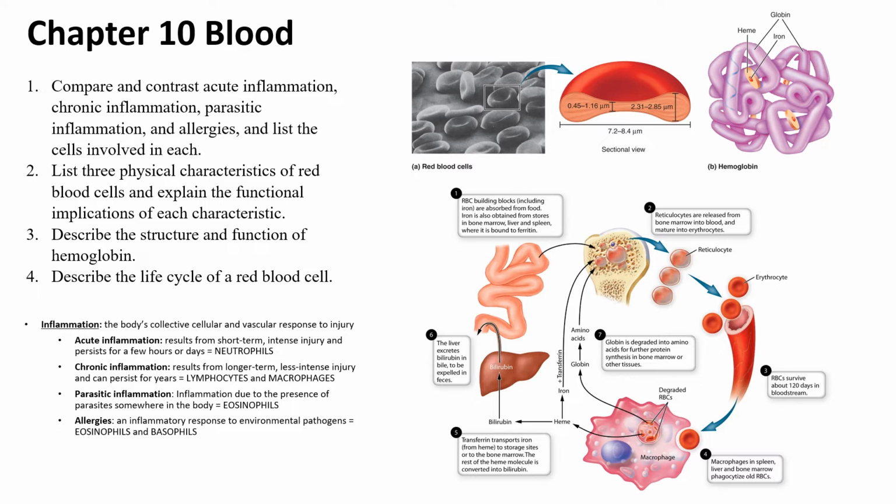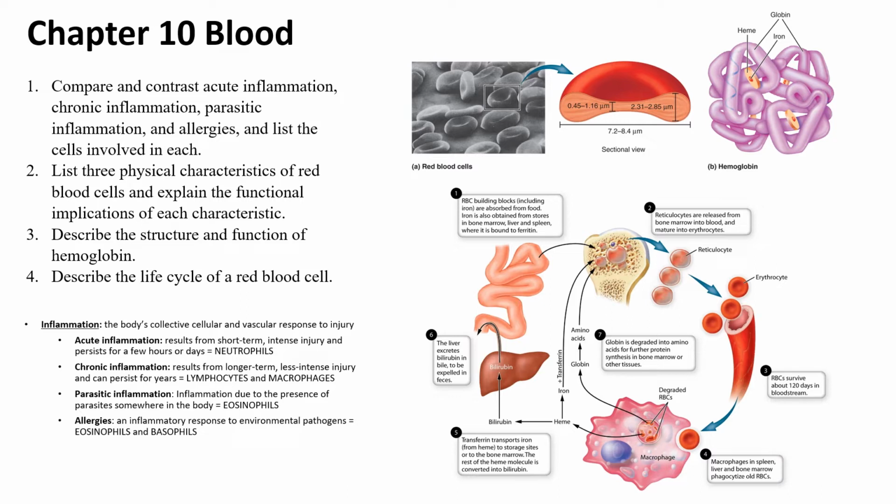So let's take a look at what inflammation is. There is acute and chronic inflammation, parasitic inflammation, and of course the inflammation that results from an allergic response, where your white blood cells respond to a perceived foreign pathogen.